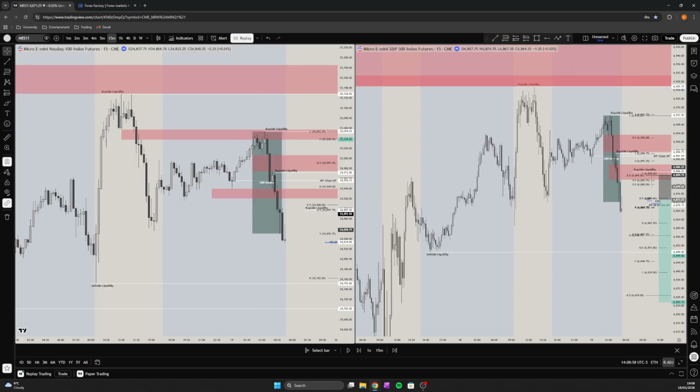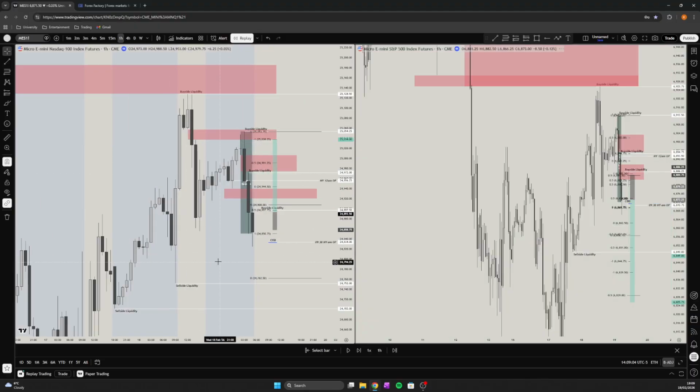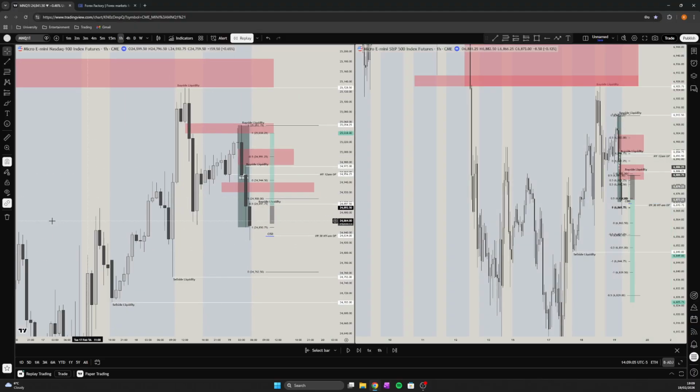Okay. Now, looking at the 1 hour on NQ, right, we can actually see that we run into a bearish gap right here. Run into this bearish gap and we react off of it in London, right? Strong reaction. Okay.